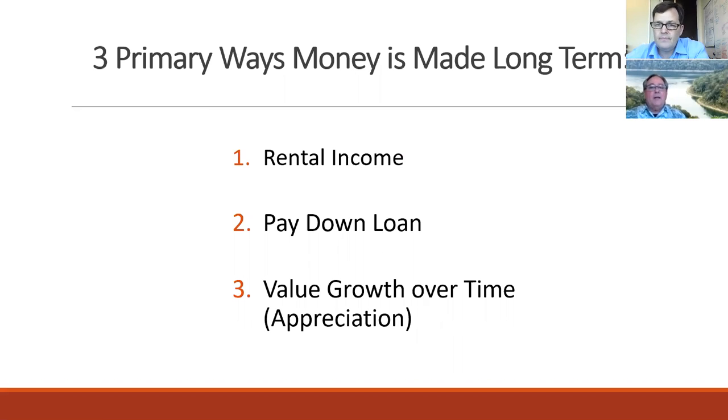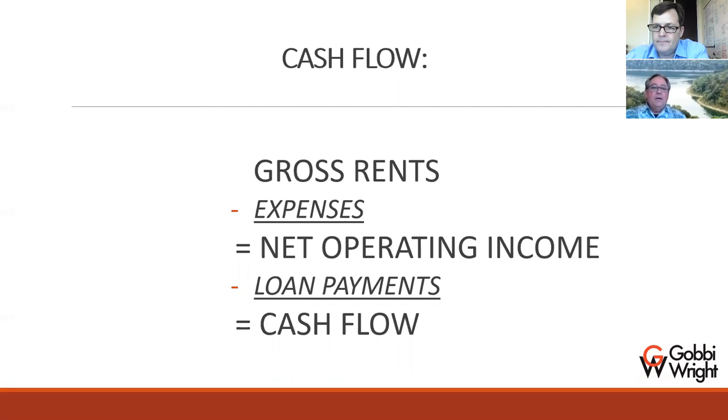Primary ways to make long-term rental income: pay down the loan, and value growth over time, which is appreciation. Cash flow: gross rents minus expenses equals net operating income, minus the loan payments equals the cash flow at that time.